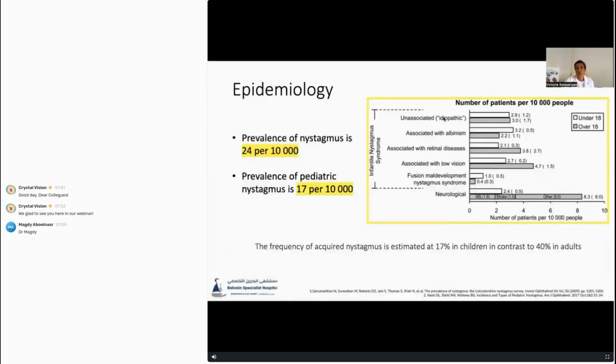According to our colleagues from the UK, who published the only epidemiological study of nystagmus in the general population, the prevalence of pathological nystagmus is estimated at 24 cases per 10,000 people. The same author claims that the prevalence of infantile pediatric nystagmus is 70 cases per 10,000 people. It was reported that this figure is only 6.7 per 100,000 people. The incidence of acquired nystagmus in children is estimated at 70% compared to 40% in adults.